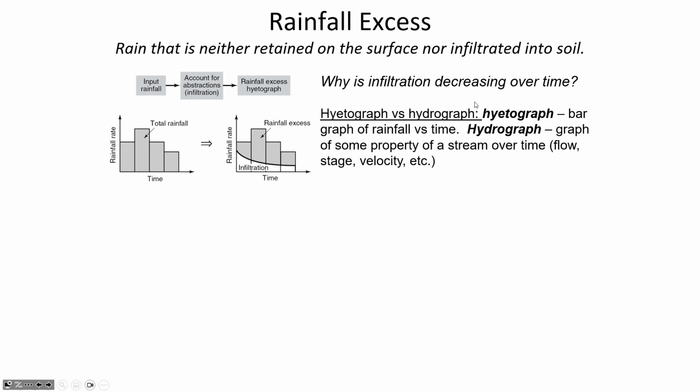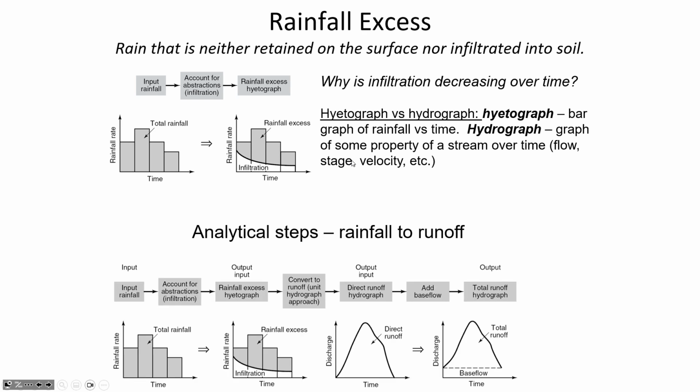The hyetograph is usually represented as a bar, a series of bars, whereas a hydrograph is a continuous line or a curve that's showing either the depth or the velocity or the flow rate versus time. So this is a conceptual figure here that allows us to translate a rainfall hyetograph into a hydrograph. So we start off by looking at the rainfall rate versus time and subtracting out the infiltration rate from that to find out what depth or rate of rainfall excess there is.